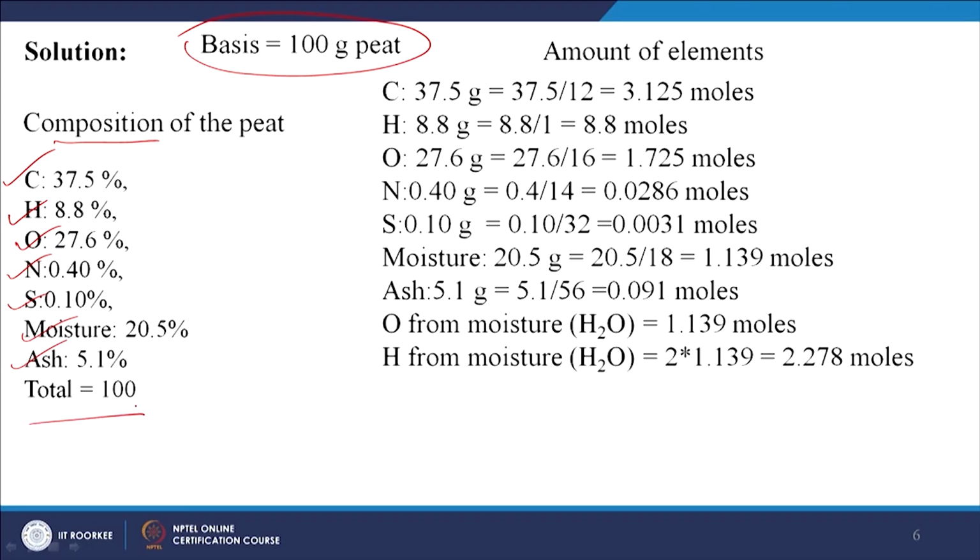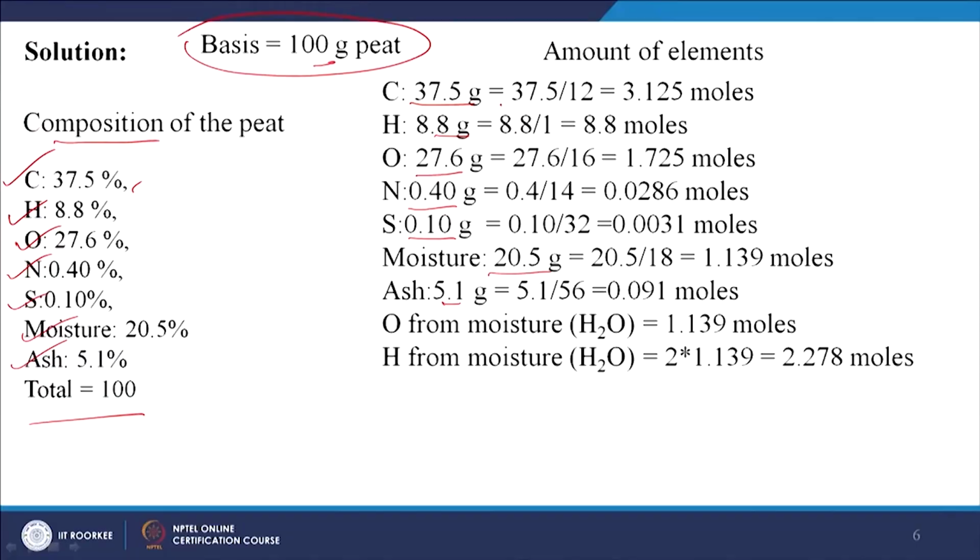So, what will be the amount of the elements present in 100 gram of peat? Carbon will be 37.5 gram as it is the percentage. Hydrogen will be 8.8 gram, oxygen will be 27.6 gram, nitrogen will be 0.4 gram, and sulfur will be 0.10 gram, moisture will be 20.5 gram, ash will be 5.1 gram.